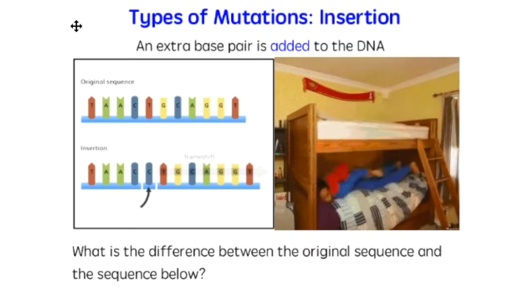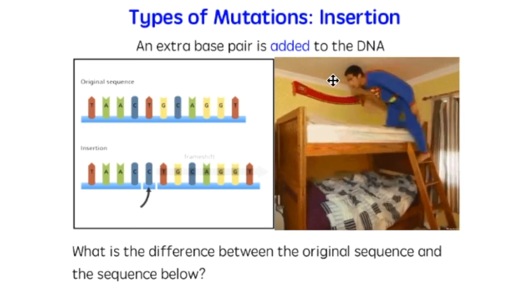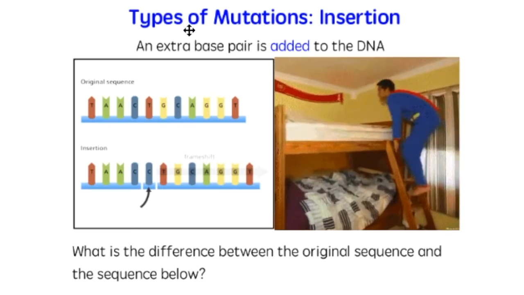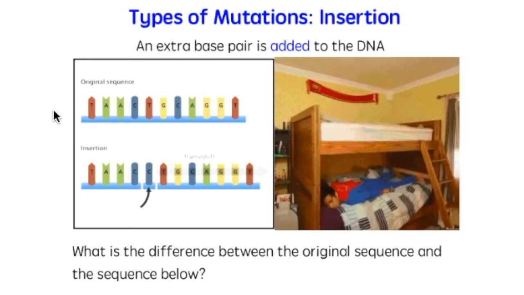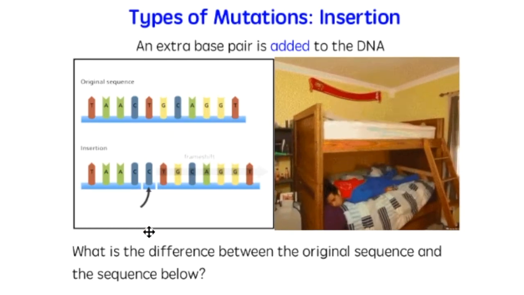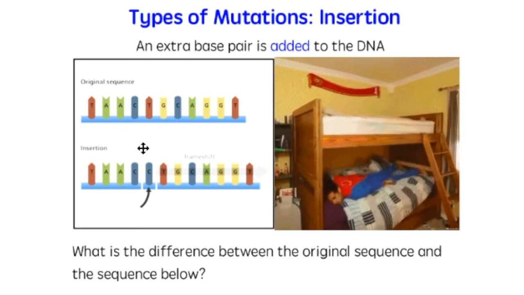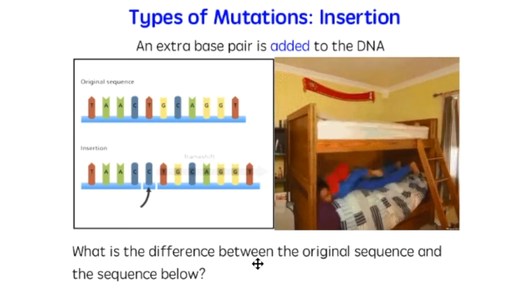The first type of mutation we'll talk about today is insertion. So I like this GIF because it can show how the DNA is inserting itself as well. An extra base pair is added to the DNA. So here's our original sequence. I'd like you to write down below what happened there that's different. How would you describe this to somebody else? So what's the difference between our original sequence up here and the sequence below? Write it there in your own words.